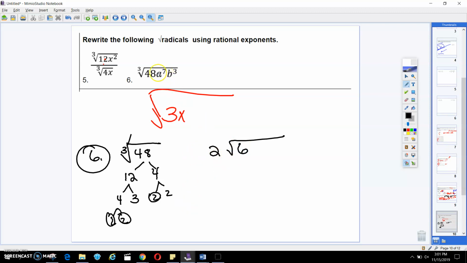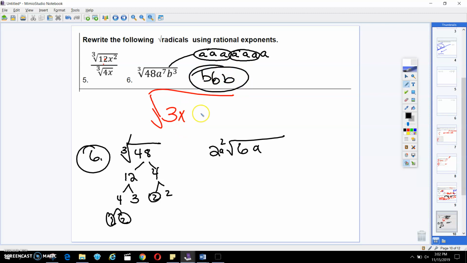Okay? So with our variables, what's going to happen is, this is like saying that there are 7 A's, 3, 4, 5, 6, 7 A's. I want groups of 3's, right? So I'm going to circle this group and circle this group. How many groups do I have? 2. So I'm going to say a to the 2nd power. And how many people do I have left over? Okay. Then I'm going to have 3 B's. I want to make groups of 3. How many groups do I have? So this is going to be b to the 1st power.